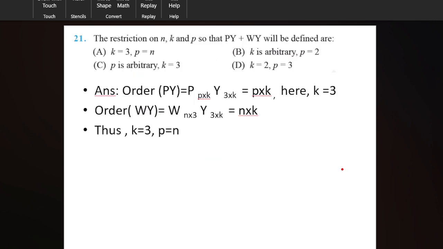Okay. Now here is one more important question from the textbook. Here P and Y are of some order given. So here is textbook question number 21. You can see, now which option is correct? Now here PY and WY you are adding. PY is of order p by k, where P is of order p by 3 and Y is of order 3 by k. Then PY is of order p by k, because here k equal to 3 is given.